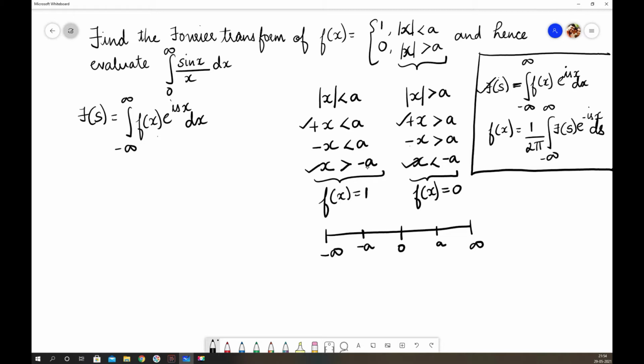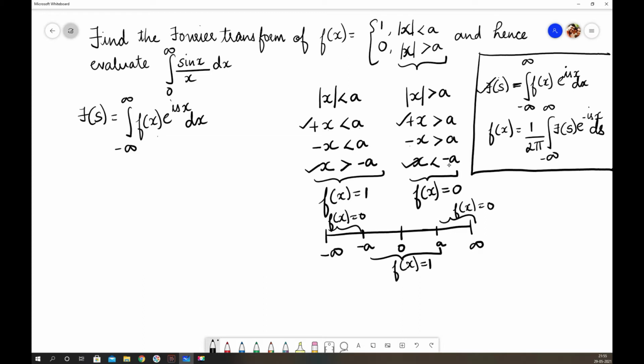So for x less than a, where is x less than a? Less than a is this part. Whereas x greater than minus a is this part. So x less than a and x greater than minus a is this part. For this part, the function f of x is equal to 1. What is next? x greater than a is this part. For this part, f of x is equal to 0. I have one more, x less than minus a. So x less than minus a is this part, and the function f of x is 0 here.